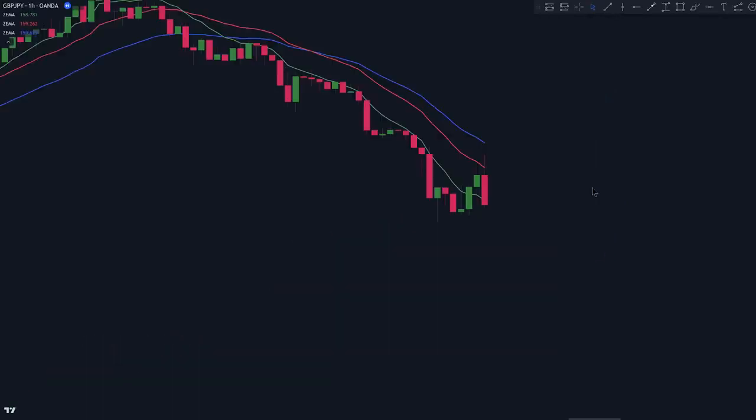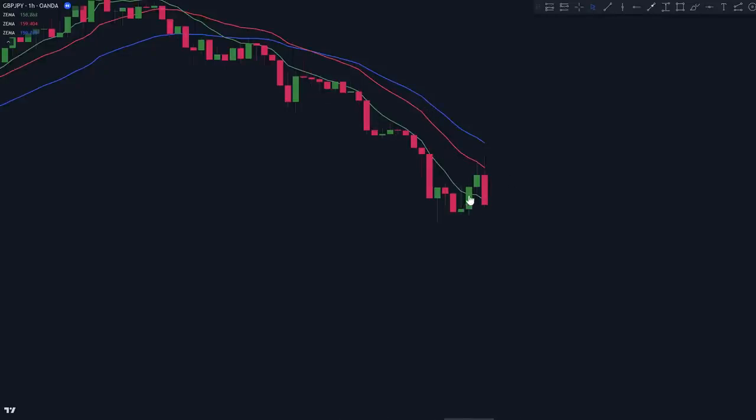For short trades, we're just going to reverse all the conditions. First, we want to make sure that these lines are spread further apart like this, with the blue one at the top, the red one in the center, and the green one at the bottom. This indicates a strong bearish trend.